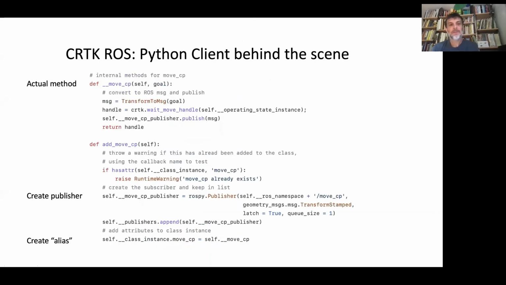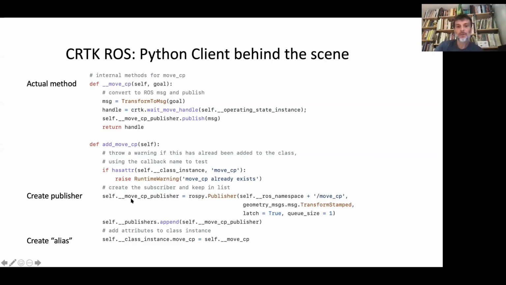What's happening behind the scene when I do the add move CP? Well, internally, there's this move CP command that has the data conversion. If you send the goal here as a PyKDL, I'm converting this PyKDL to a message. I'm creating a special wait handle, and then I'm publishing to ROS. This is the code that you don't want to see, that you will never see. This is what the code is doing behind it.